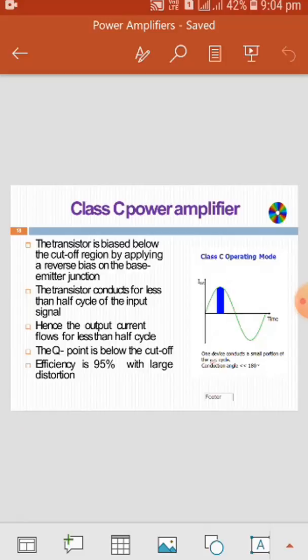In that concept, here we make the transistor conduct in the cutoff region, so it will be conducting for less than one half cycle. The output current will be for less than one half cycle. So in class B and AB, the Q point is biased in the cutoff region, whereas here the transistor is biased below the cutoff region by giving an external supply. Hence we can achieve an efficiency of 95%.